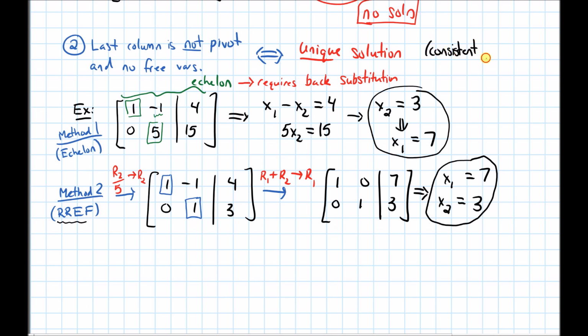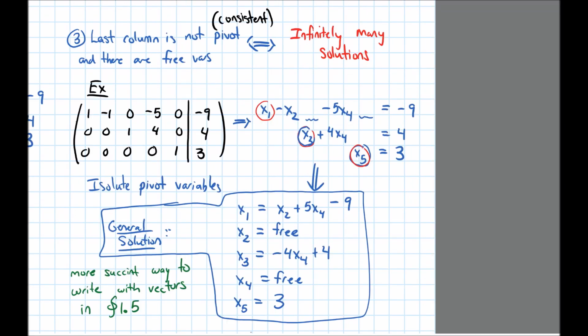Remember, a system is consistent, that means it has at least one solution. So in case 2, there was exactly one solution. So that's definitely consistent. In case 3, there were infinitely many solutions. So there's definitely at least one. That's why it's consistent.